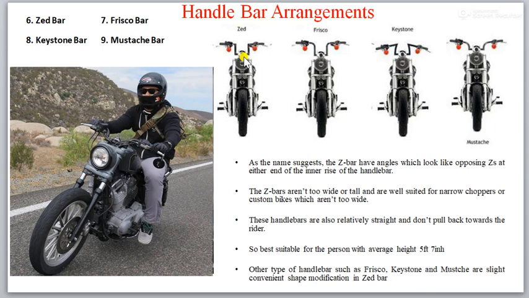But all the features they have are the same, that is, it has a very low sweep, and it has a moderate rise, and because of that it is best suitable for vehicles having low overall width, that is a low width vehicle or low width chopper.